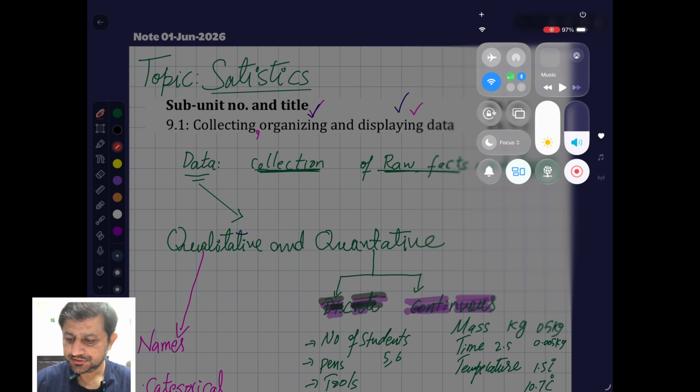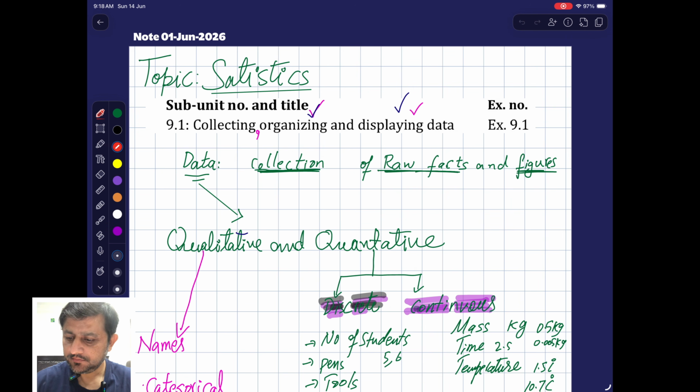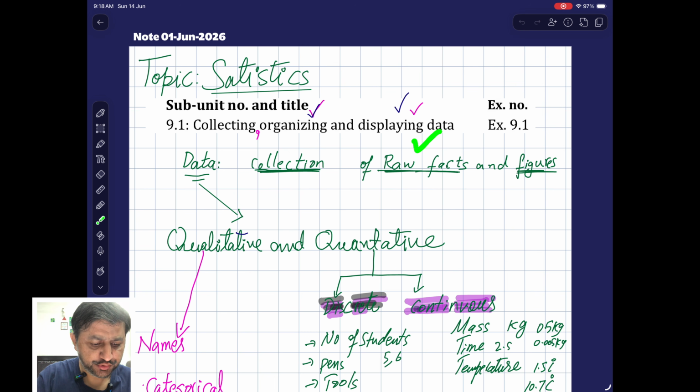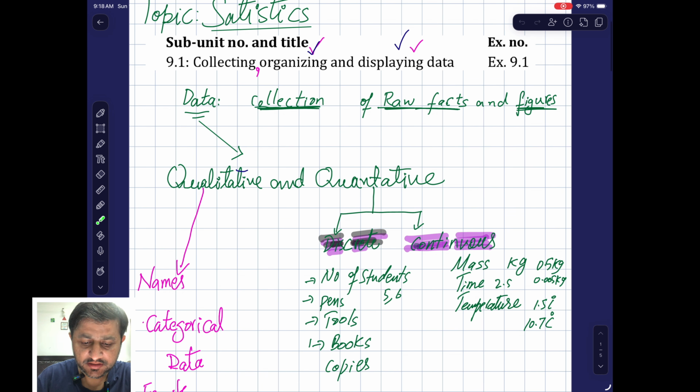Let me present my screen. Okay, so let's start with the topic of statistics. I'm going to show you quickly the work we are going to do today. First objective is collecting, organizing, and displaying data, right? It is from Statistics O Levels 4024.